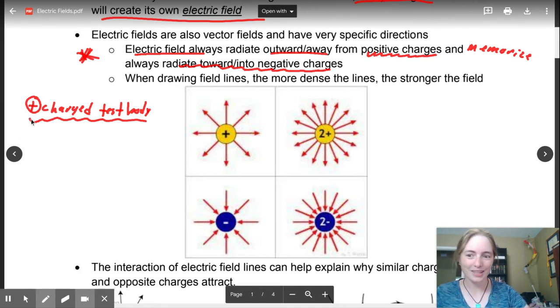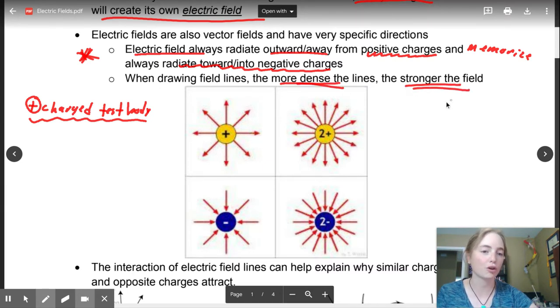So if we place a positively charged object inside of an electric field that is created by a positively charged object, it's going to repel. All right? Okay, if we place a positively charged object inside an electric field created by a negatively charged object, it's going to attract. Sounds good? Okay, so another thing when drawing your field lines: the more dense the lines, the stronger the field.